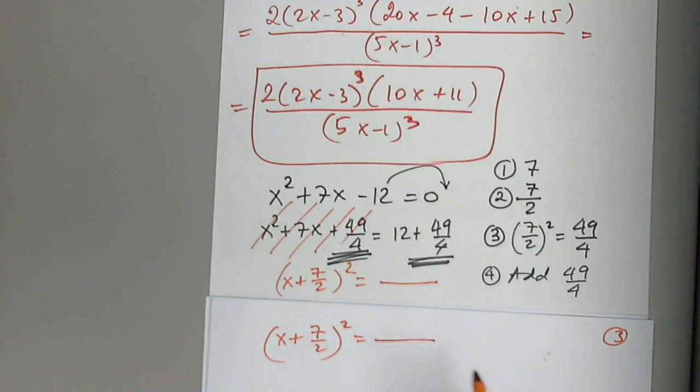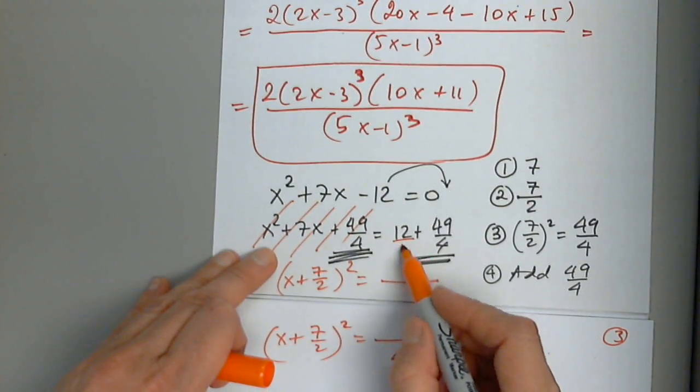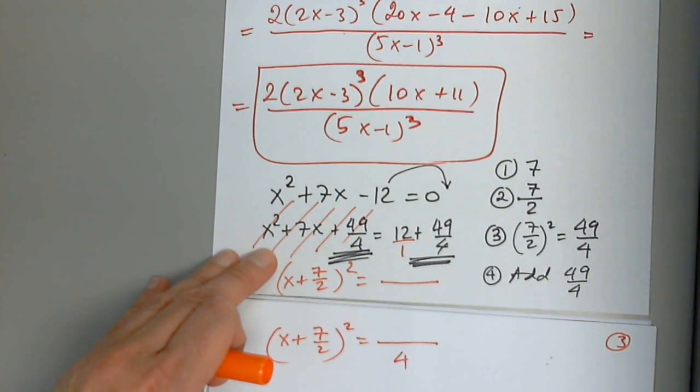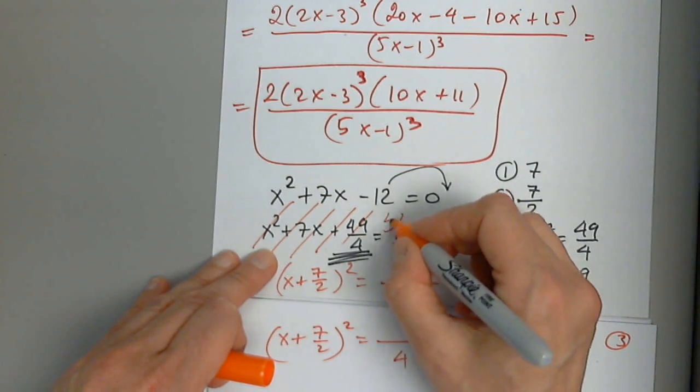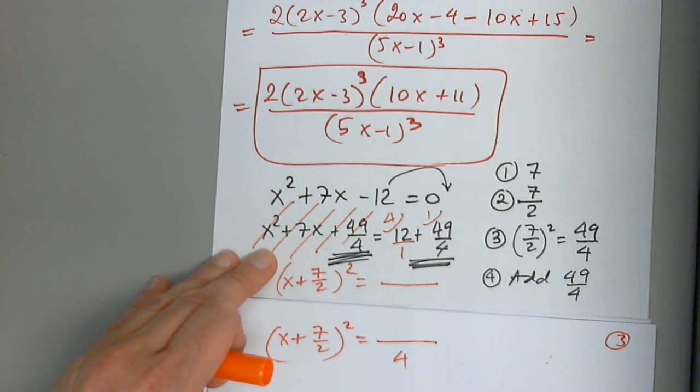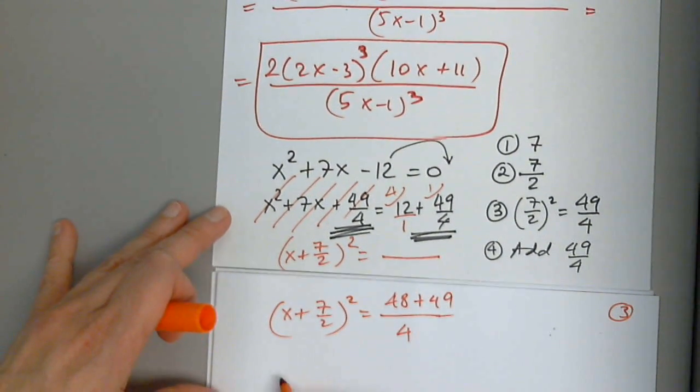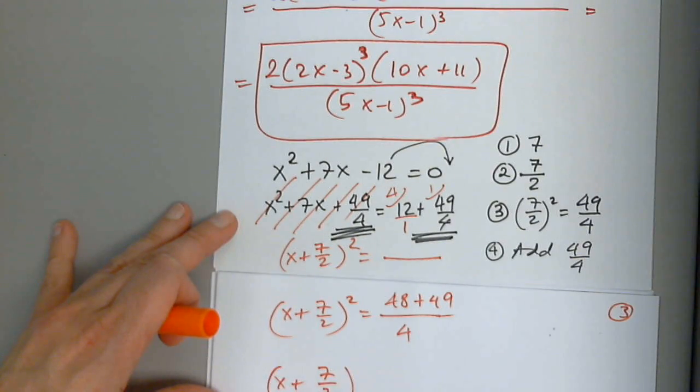So the least common denominator is 4. There is only one denominator. It's 4 and 1, so it's 4. Good. So then I need to multiply this by 4 and this one, if you want, by 1. So 48 plus 49. So then x plus 7/2 squared equals, I think this is 97. Correct me if I'm wrong.